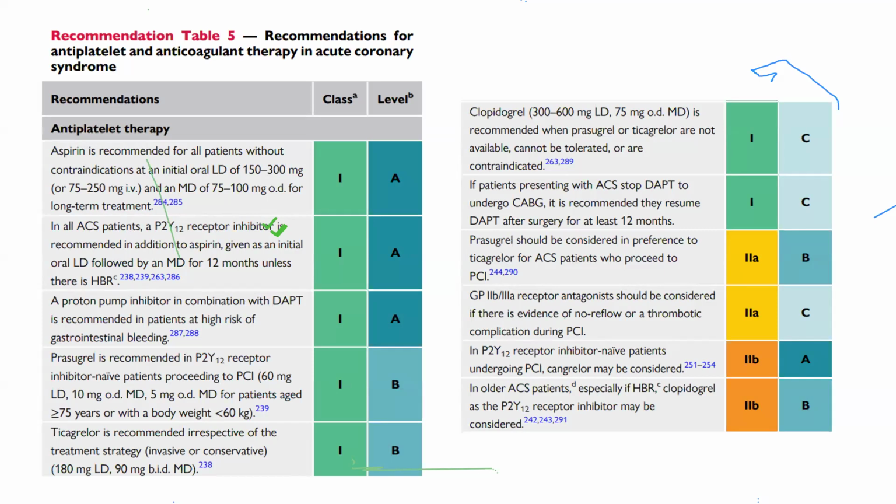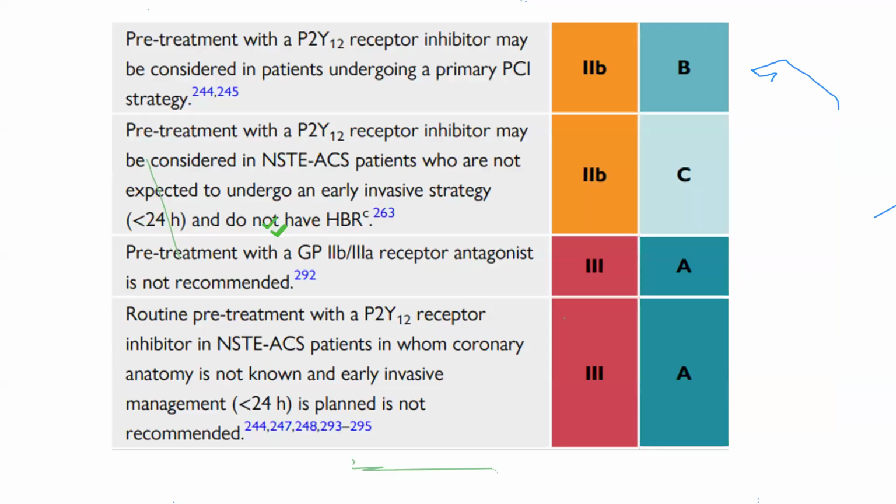In older ACS patients, especially if a high bleeding risk is present, clopidogrel as a P2Y12 receptor inhibitor may be considered. Like we said, it has relatively the lowest bleeding risk compared to ticagrelor and prasugrel. Pre-treatment with P2Y12 receptor inhibitor may be considered in patients undergoing primary PCI. That's a 2B.